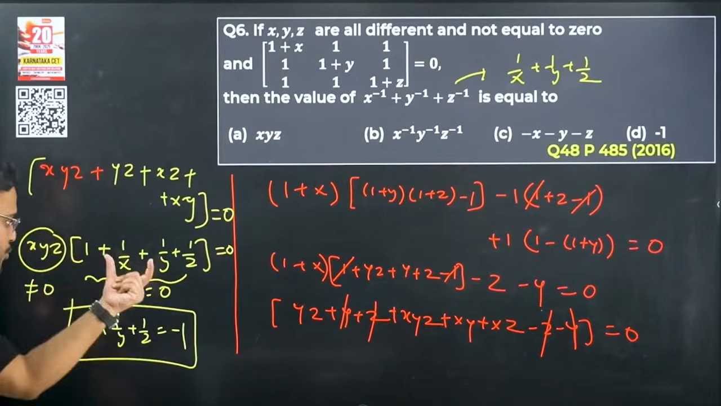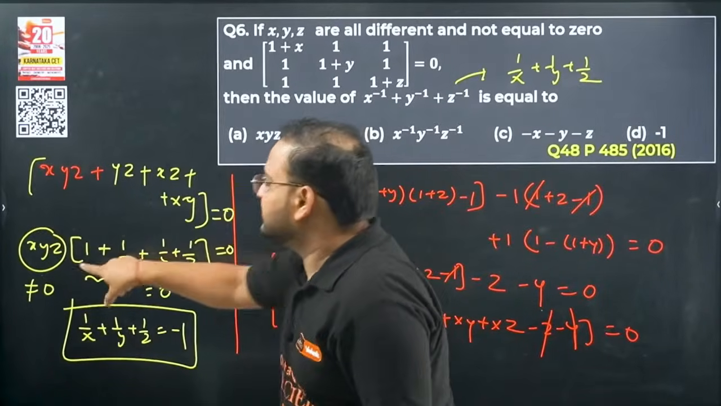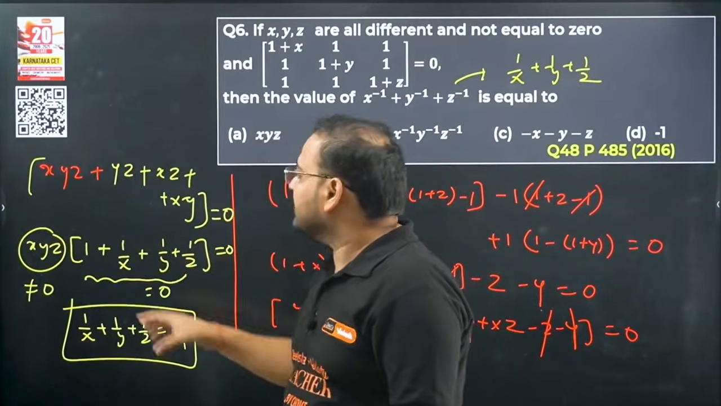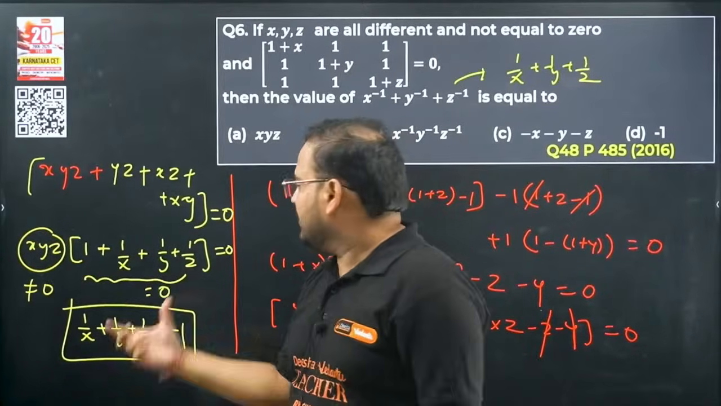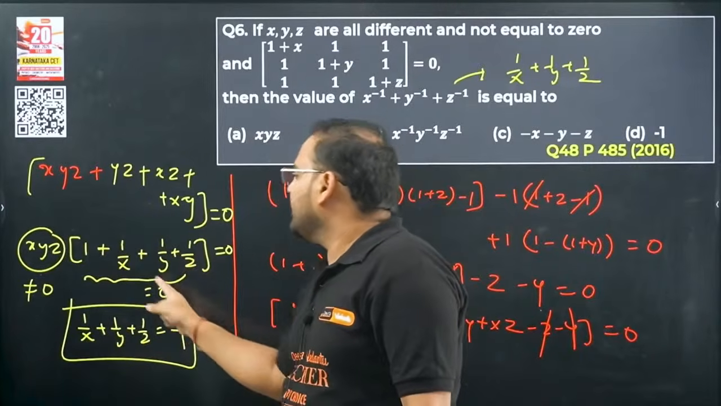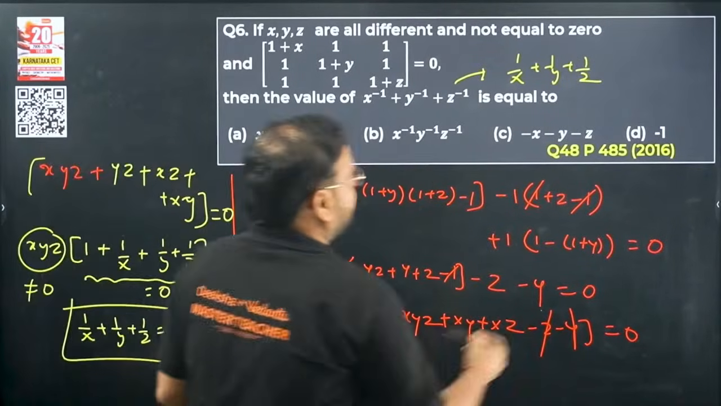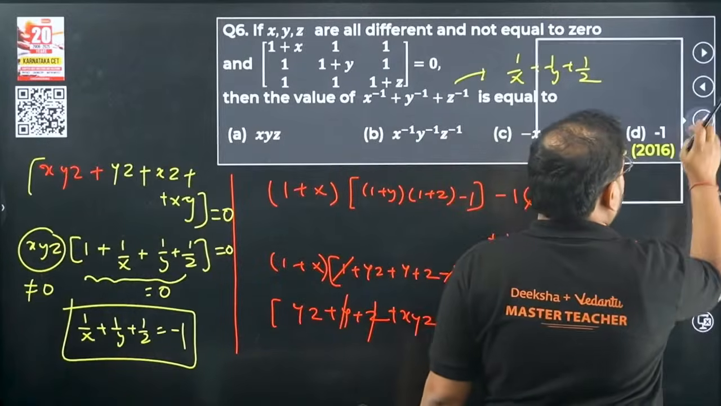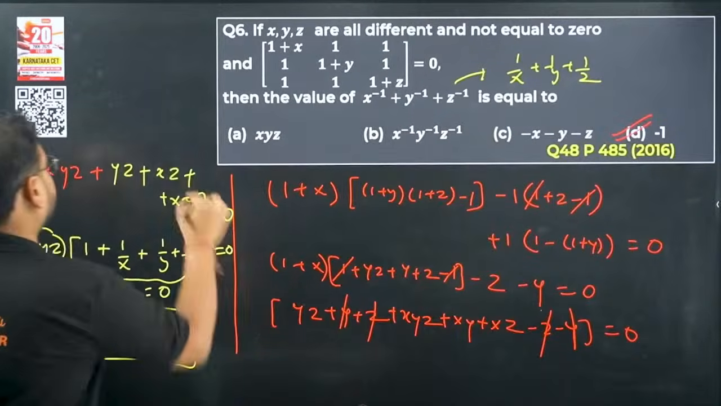If the product of these two factors is 0, listen to me, the product of this factor into this factor is 0 over here. It means that, and this is a non-zero value, then the other bracket has to be 0. So for that case, if I move this 1 over here, it will become minus 1. Answer is minus 1, option D.